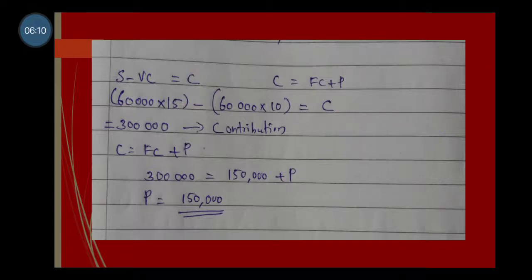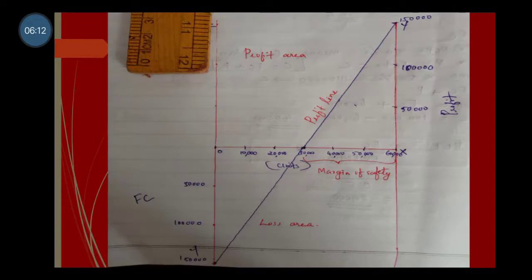Okay. So here you are given the profit volume graph. What are the procedures to be followed? First of all, you have to draw the sales line. Sales can be plotted in volume or in value.